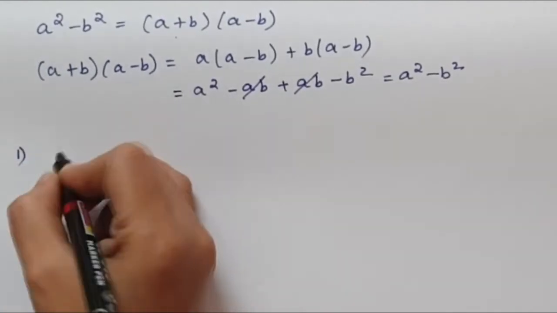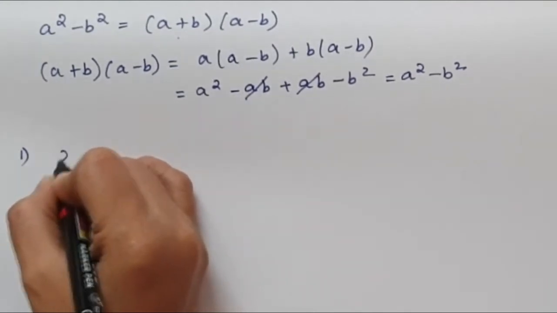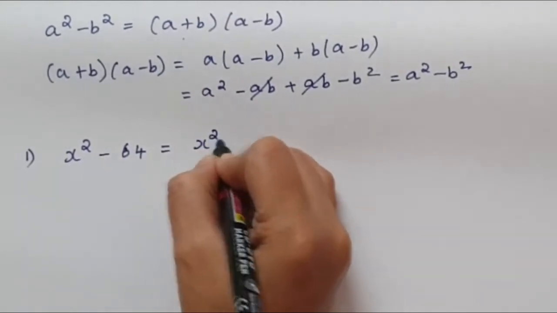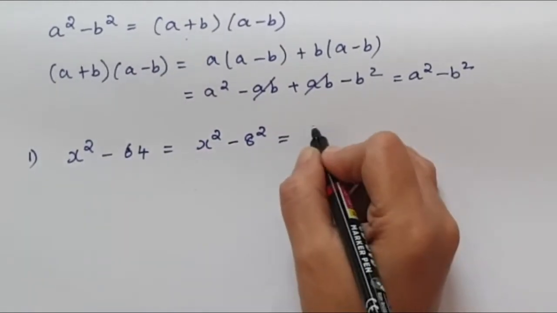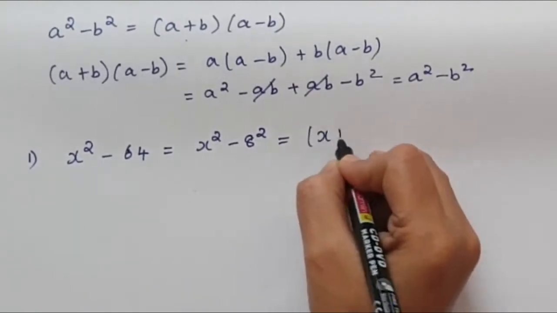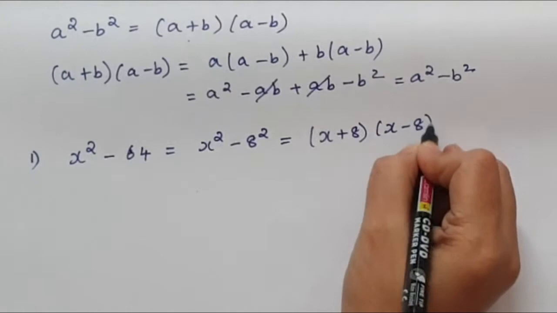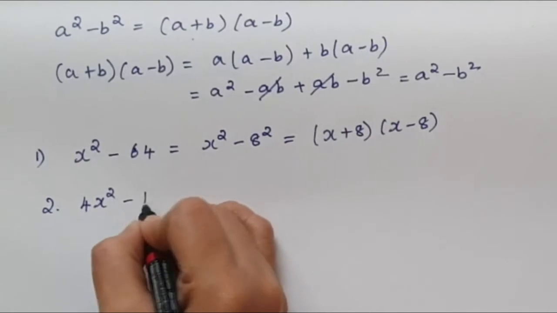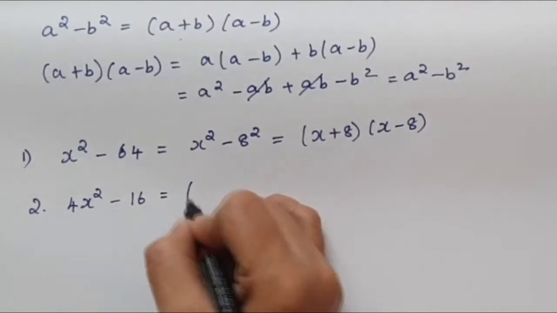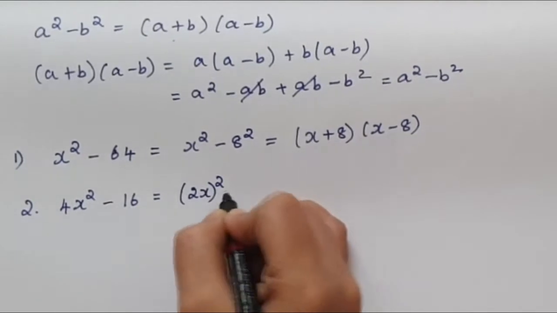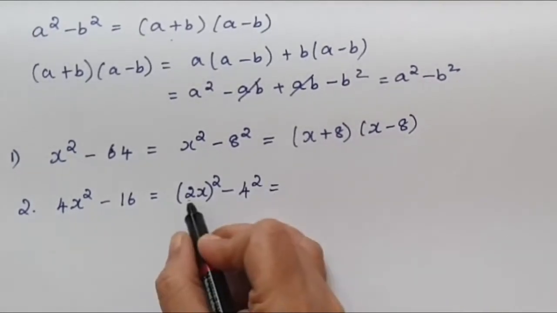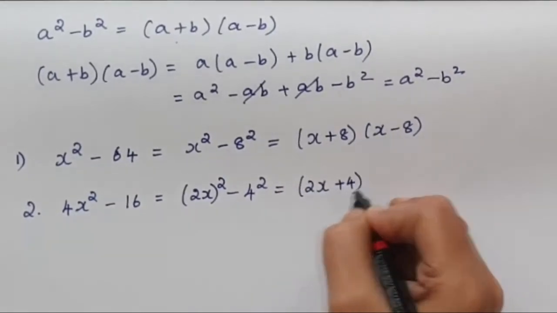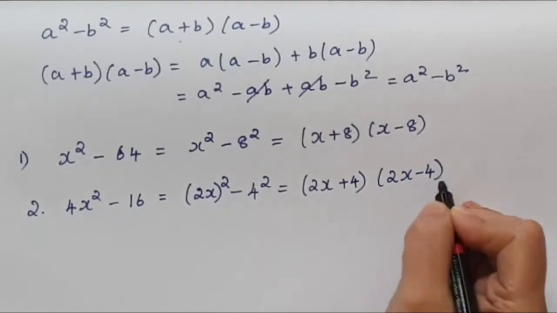We'll start with the first again for this type. Now here it is. Suppose it is x square minus 64. Then this can be written as x square minus 8 square. So this can be written as a square minus b square. So it is x plus 8, x minus 8. The second question, 4x square minus 16. Suppose it is like this, this can be written as 2x the whole squared minus 4 squared. So it is of the form again a square minus b squared. So it is 2x plus 4 and 2x minus 4.